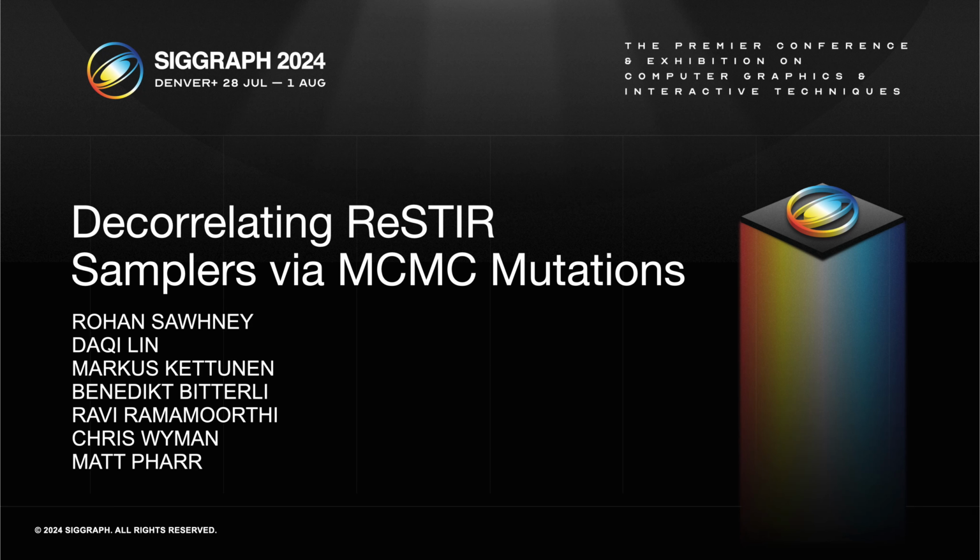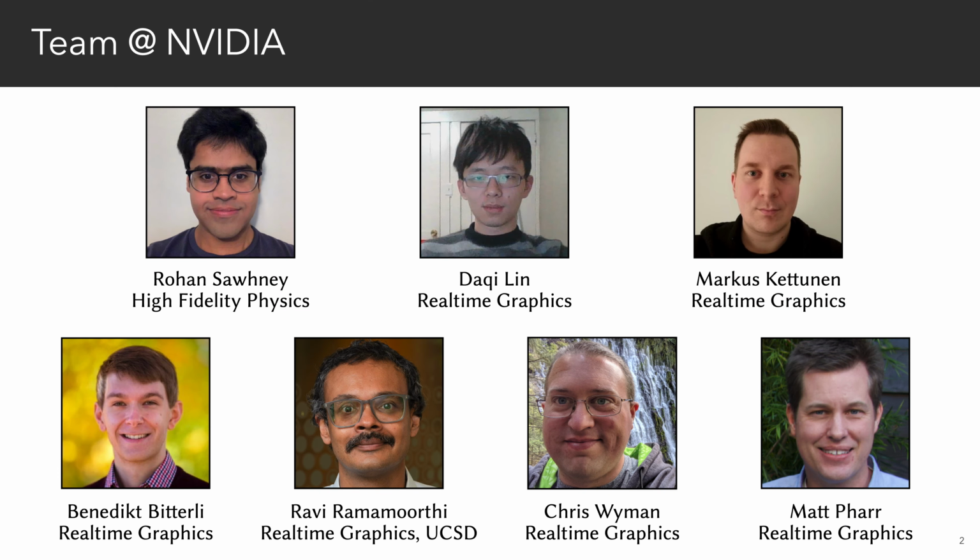Hi everyone. Today I'll briefly talk about how we can use Markov Chain Monte Carlo to decorrelate resampling algorithms. We'll discuss this specifically in the context of real-time rendering with the ReSTIR algorithm, though the ideas apply more generally. This is joint work with the real-time graphics group at NVIDIA.